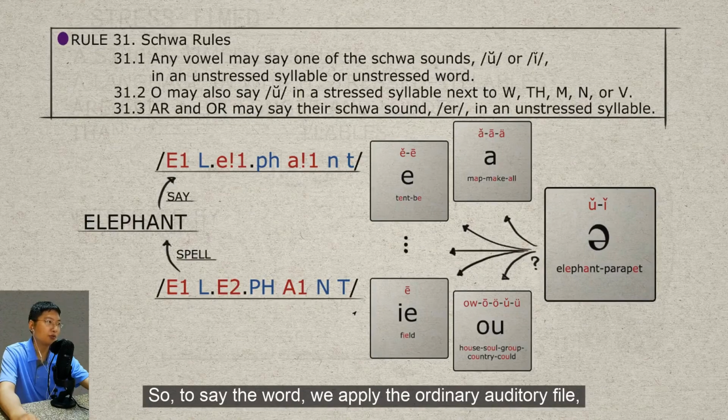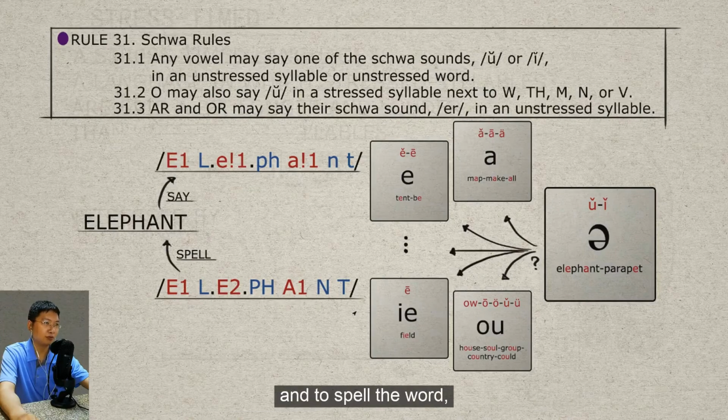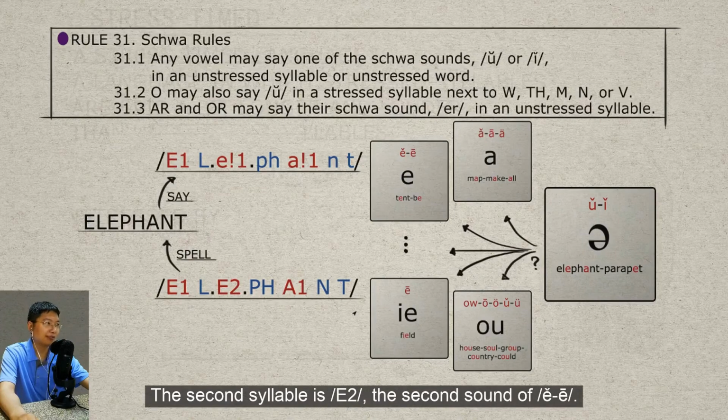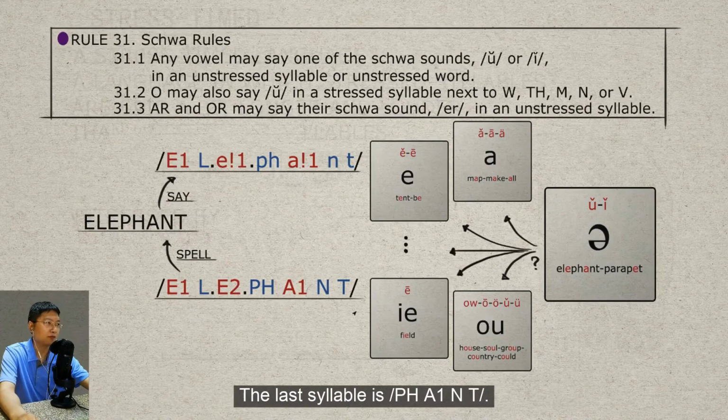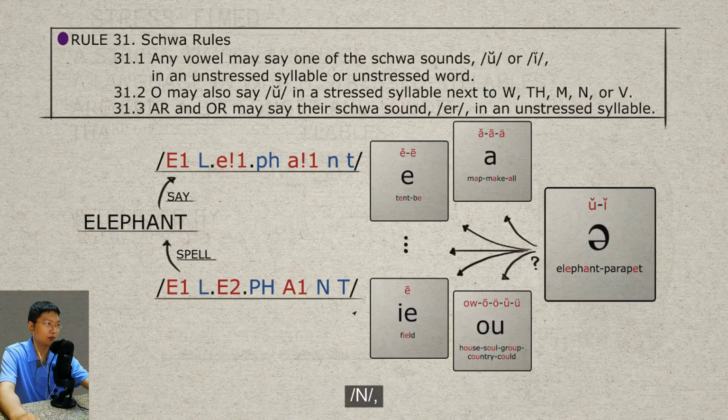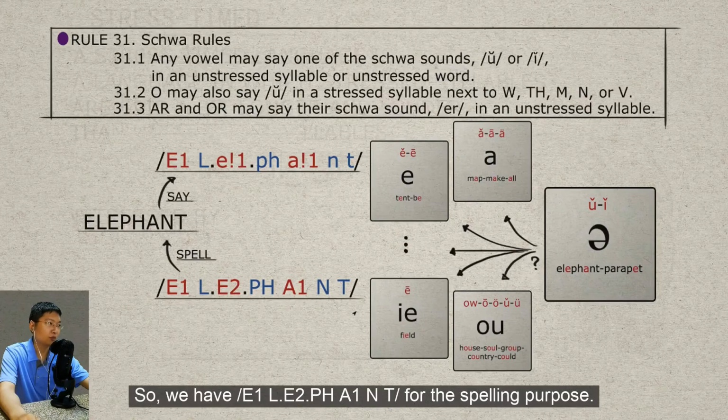So to say the word, we apply the ordinary auditory file elephant, and to spell the word, we apply the exaggerated version el-e-phant. The first syllable is L, the first sound of E. The second syllable is E, the second sound of E. The last syllable is phant, the first sound of A-R, T. So we have L-E-phant for spelling purposes.